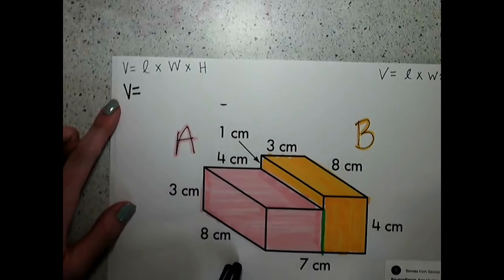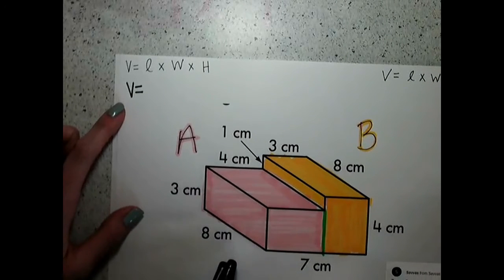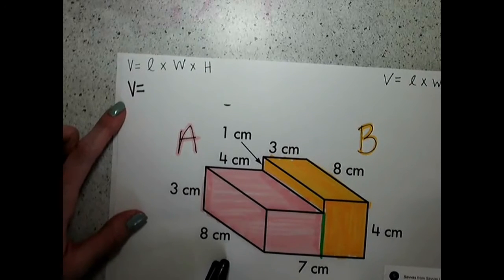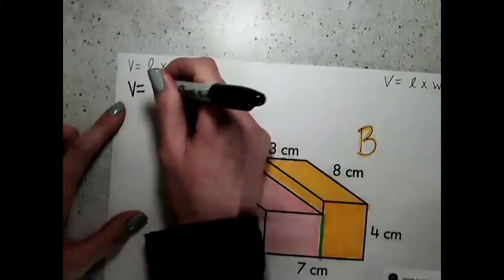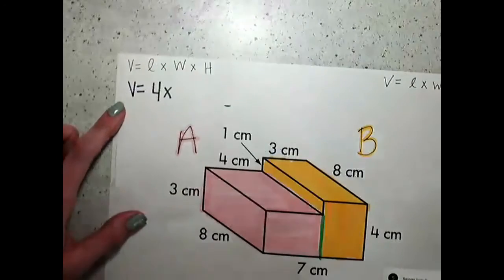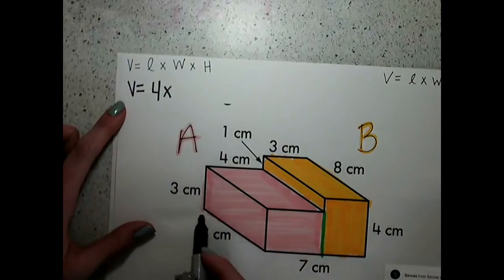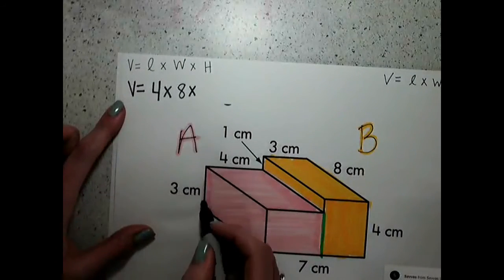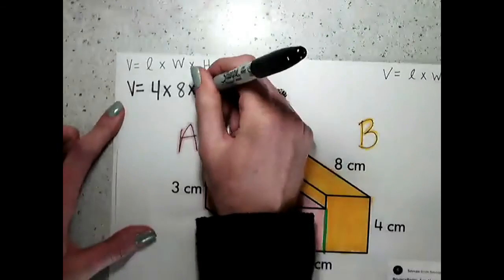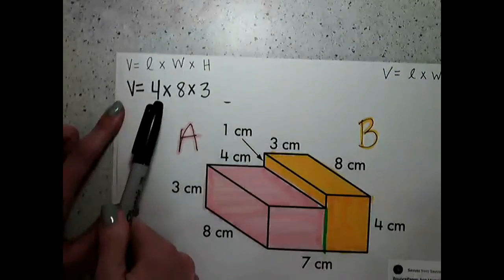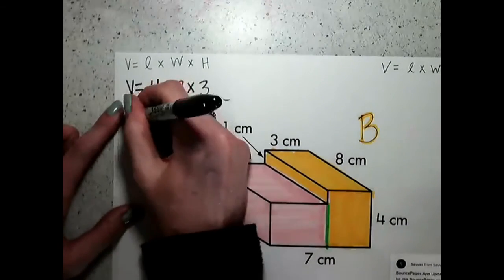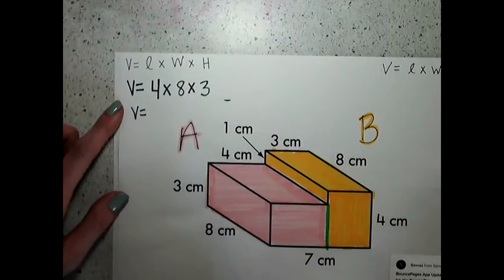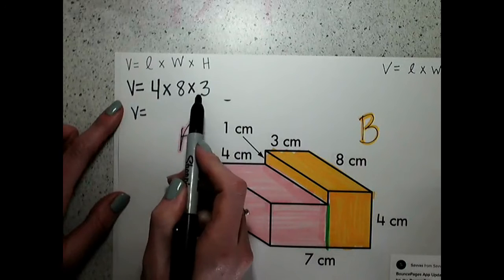I know I need to find the length times width times height. All right, my length is 4 right here. My width is 8 right here. And my height is 3 centimeters right here. In order to find the volume, I need to multiply these three together. I know that 4 times 8 is 32. Now I'm going to have to multiply 32 times 3.